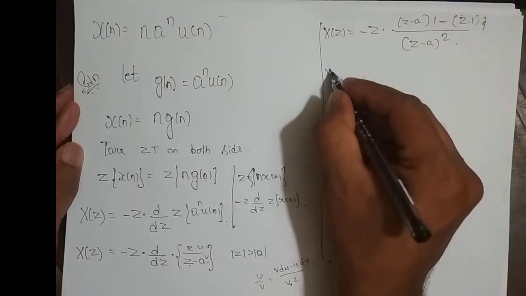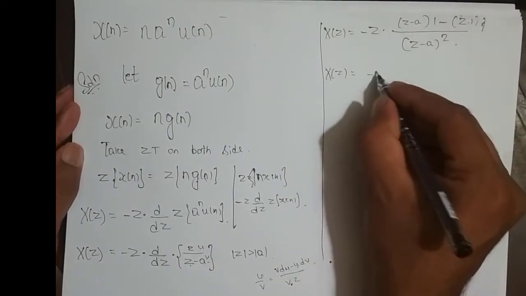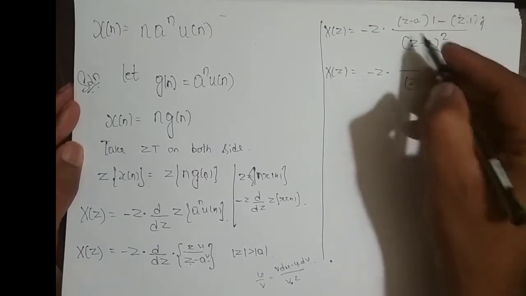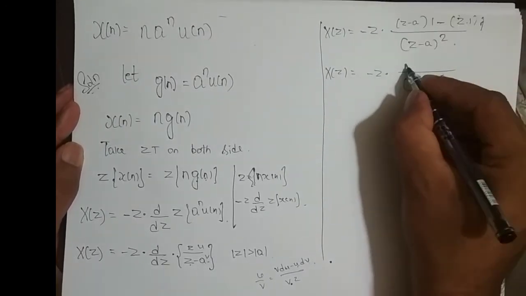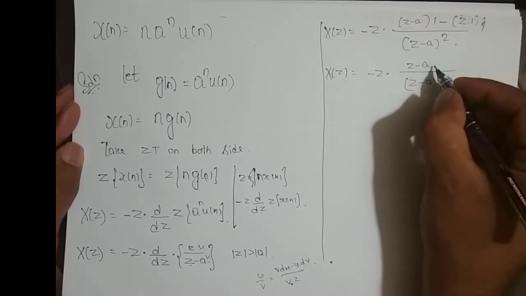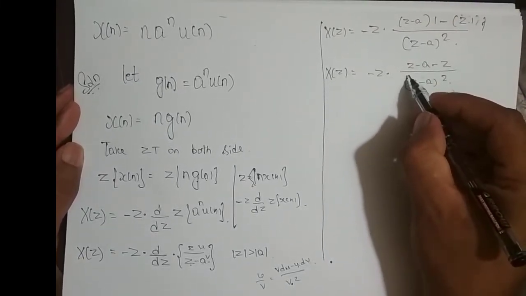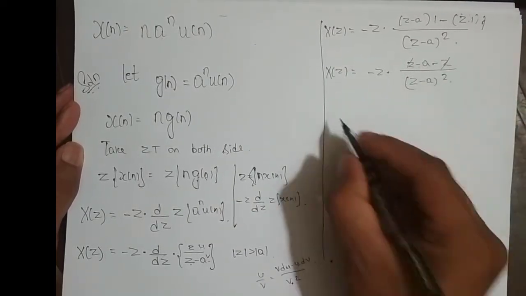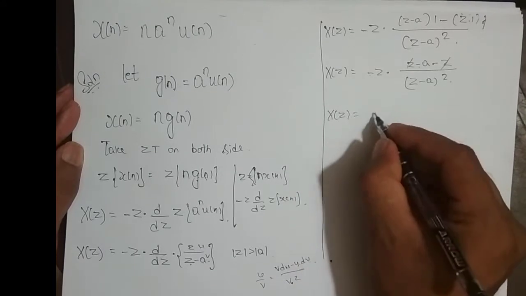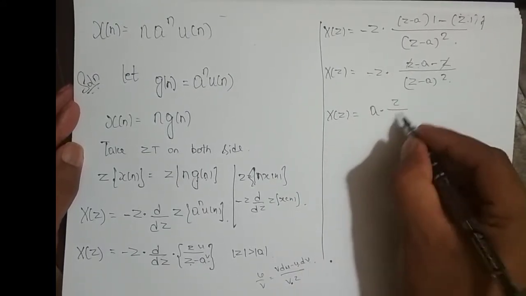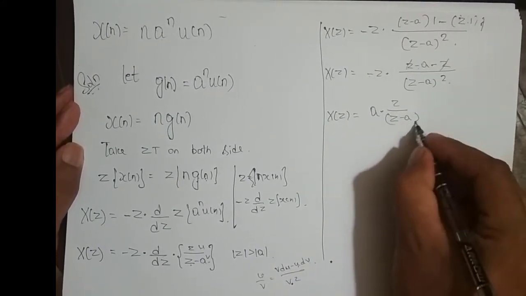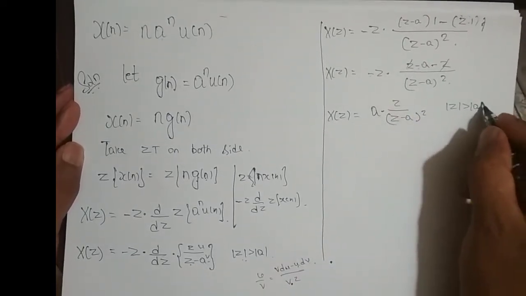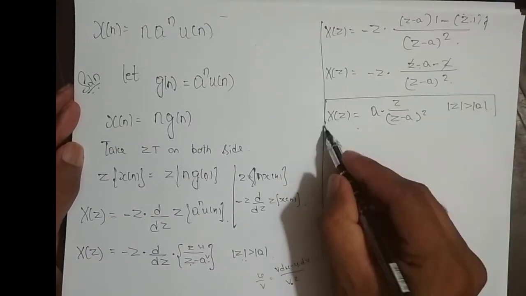Okay, so x of z is equal to minus z into, denominator is z minus a whole square, so z minus a minus z, right? And plus z minus z cancels out, minus into minus plus, so numerator is a into z, right? So x of z is equal to a into z divided by z minus a whole square, and ROC you have to carry magnitude of z is greater than magnitude of a. Okay, so this is the Z transform and ROC.